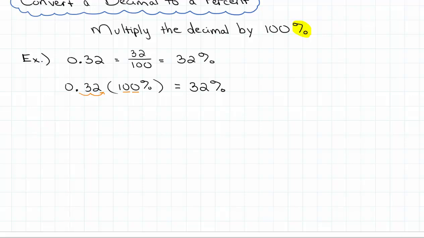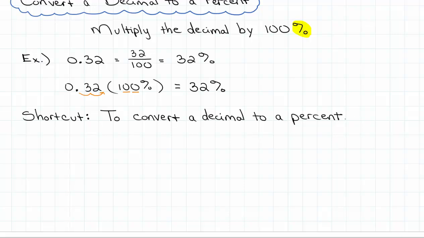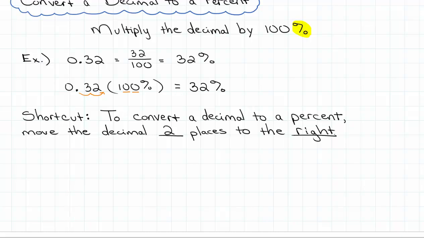All right. So as long as you understand that definition and you understand the why behind it, then you can use this shortcut to convert a decimal to a percent: move the decimal 2 places to the right, and add the percent symbol.